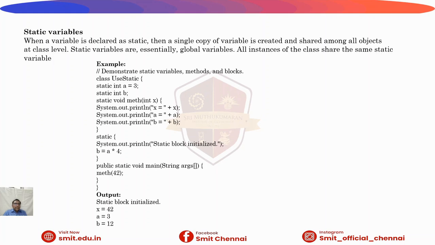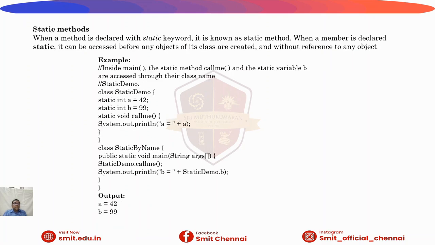And inside the main method, we are simply calling the method, and the value of x is given as 42. So when you run this program, we will get the output as given below. That is, the value of x is by default 42. The value of a is again 3 only. Then b is equal to a into 4. So the value of a is 3, so b will be 12. So this is what is called static variables. Then we will see about the static methods.